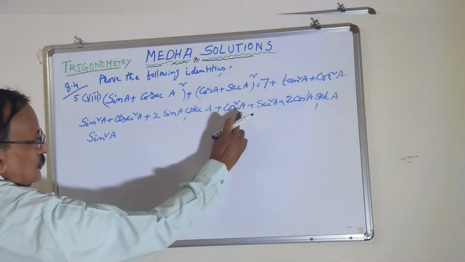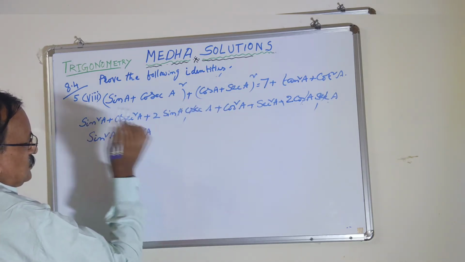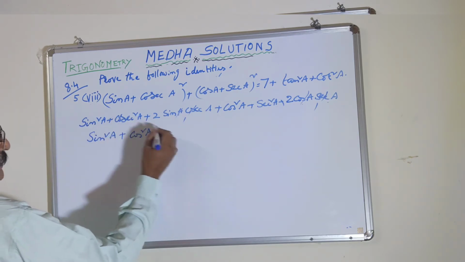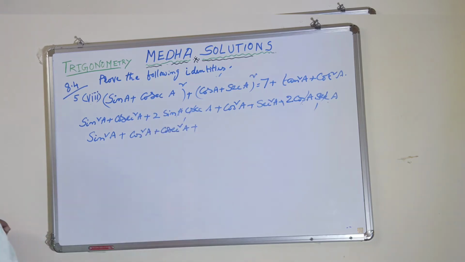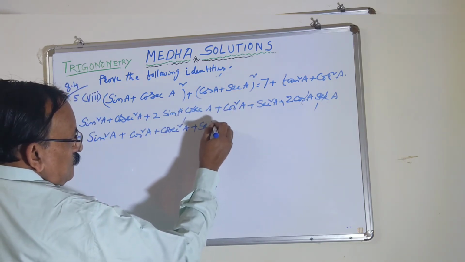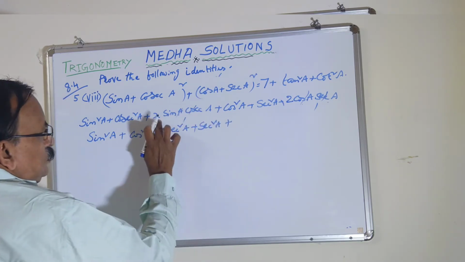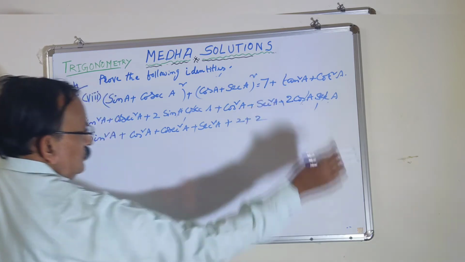Now sin square A. I am transposing cos square A to this side, plus cos square A, just to change the places only. And then plus cosec square A, plus sec square A, plus 2 into 1, 2, plus 2 into 1, 2.